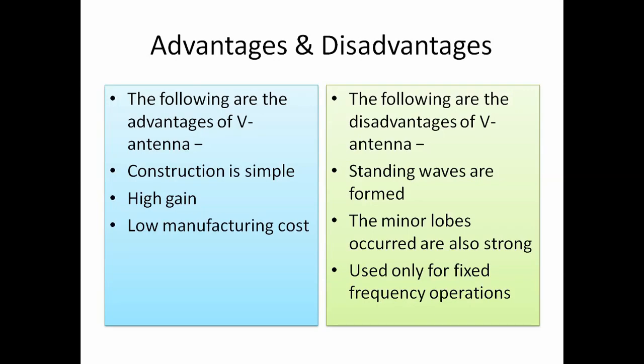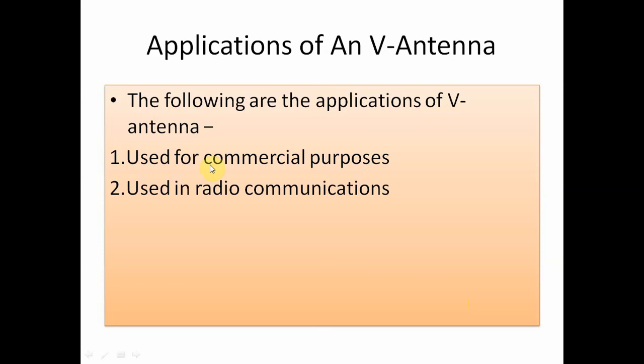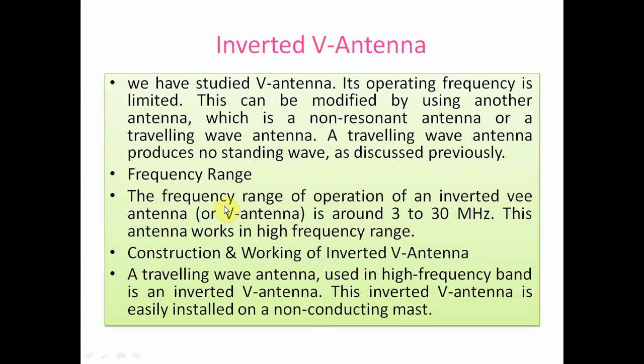Then the advantages and disadvantages of the V type of antenna. The advantages are that the construction is very simple, with high gain and low manufacturing cost. Its disadvantages are that standing waves are formed, the minor lobes are also strong, and it is used only for fixed frequency operations. Then application: it is used for commercial purposes and radio communications.